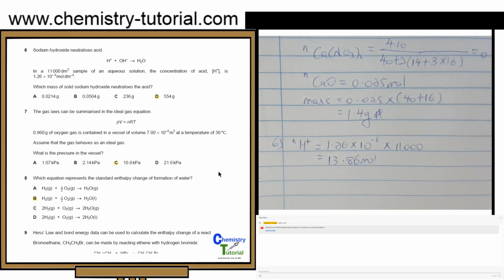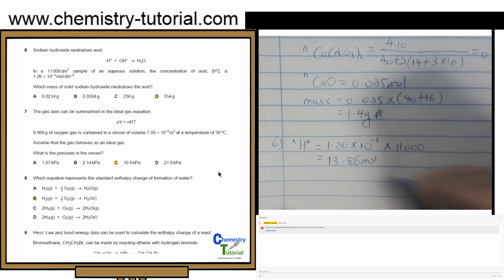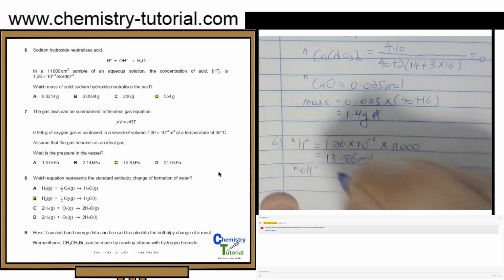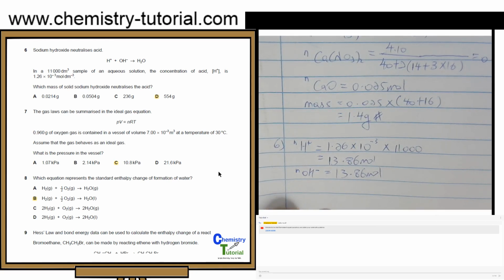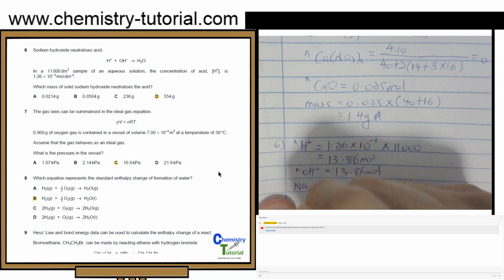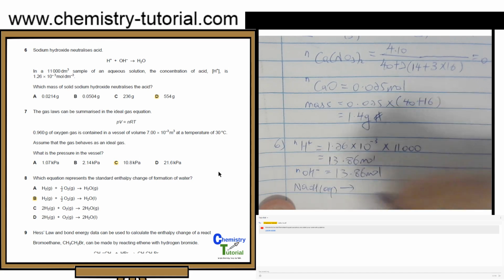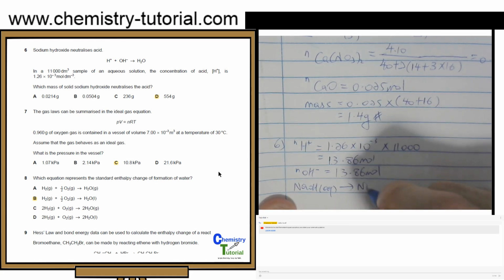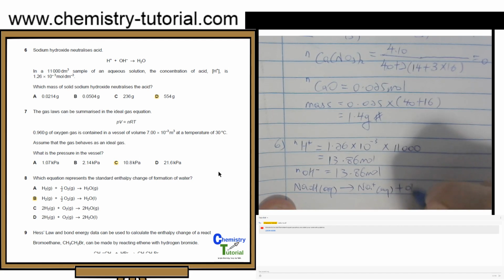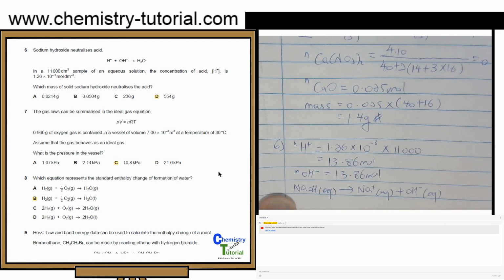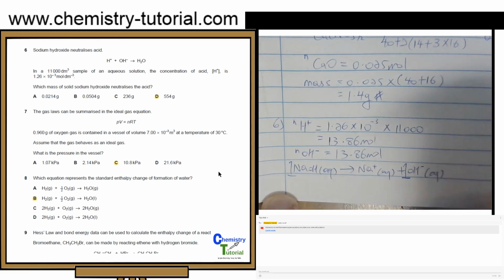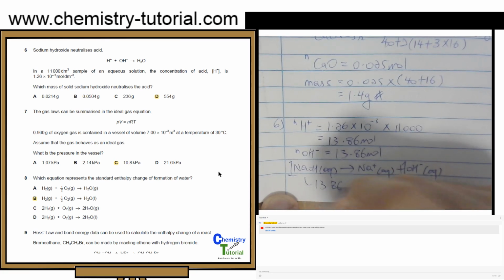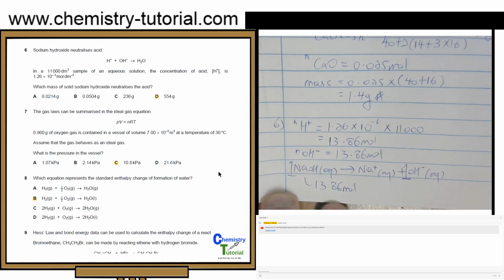Now, based on the ionic equation, the stoichiometric ratio of H plus to OH minus is also 1:1, which means that the number of moles of hydroxide ion is also 13.86 moles. Now, sodium hydroxide itself is a strong base. So sodium hydroxide will dissociate completely in water to produce Na plus aqueous ion plus OH minus aqueous ion. Which means that the number of moles of sodium hydroxide is also 13.86 moles because it's a 1:1 ratio.